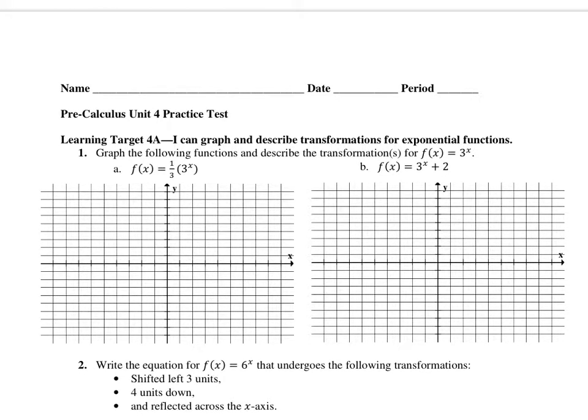All right, so we're going to work through this practice test. Going to go kind of quickly through this, but you can use this to check your answers and maybe get a few tips along the way.